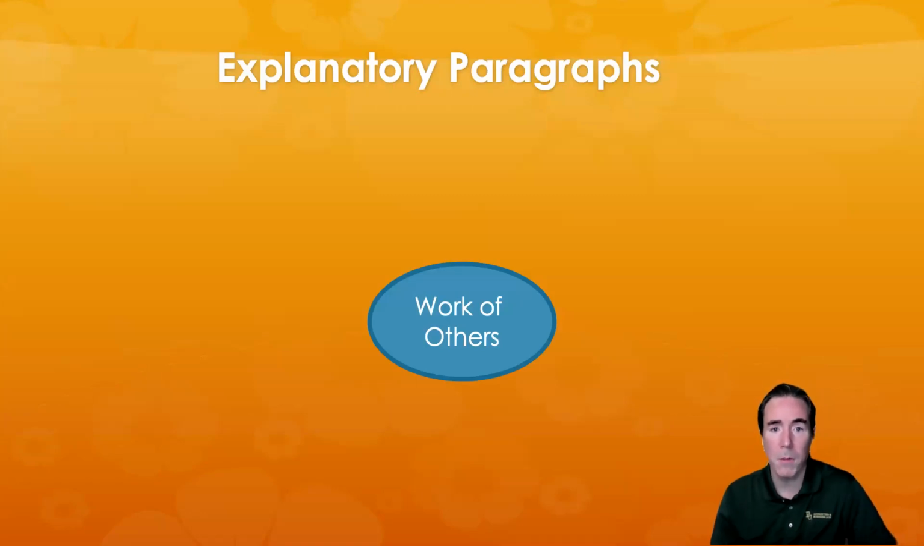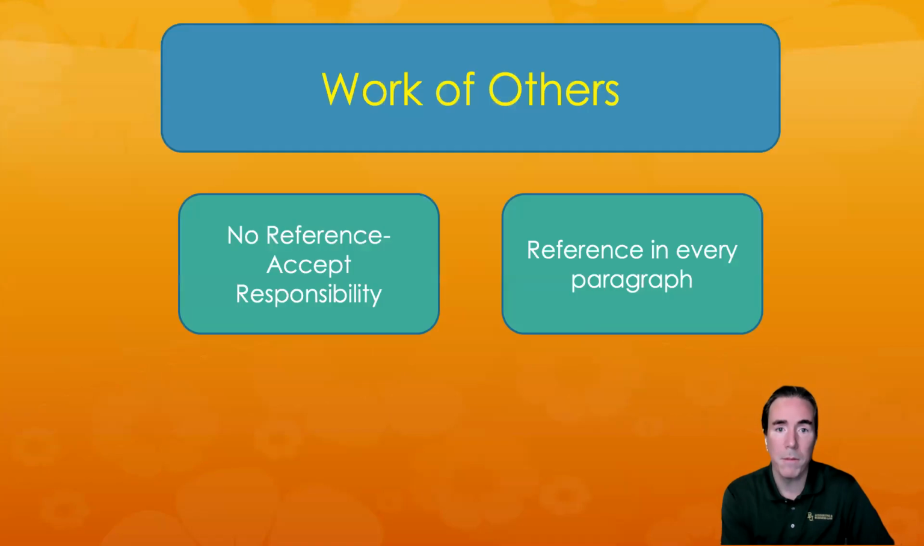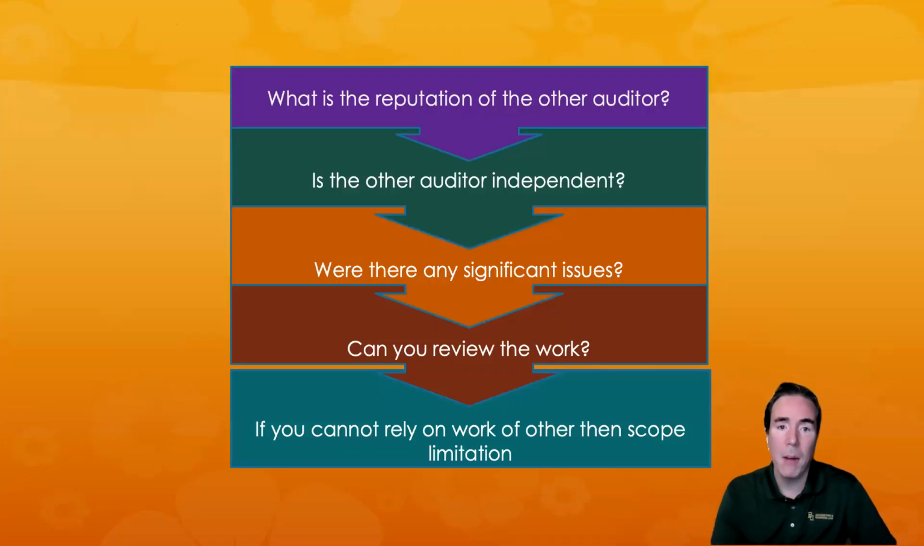So for example, if we're going to rely on the work of others, then we're going to have to include an explanatory paragraph, or we will be assuming full responsibility. So we could reference them in every paragraph saying, we didn't do this work, or we make no reference, and that means we're accepting responsibility. So how do we decide whether we're going to reference the work of another? And by other, it's not referring to management, it's referring specifically to another audit firm.